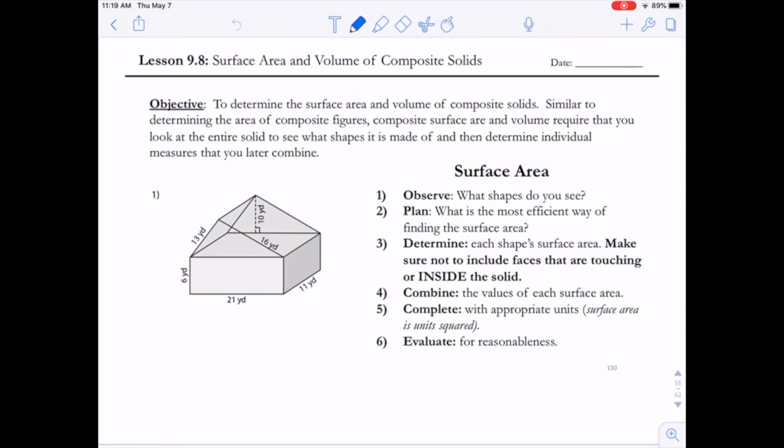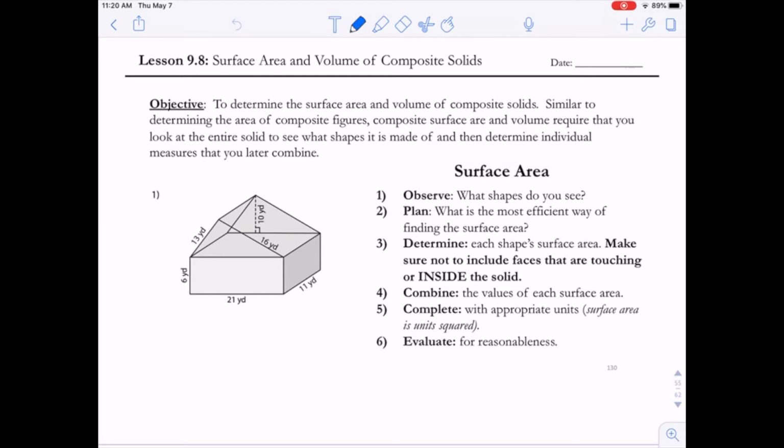Then plan the most efficient way of determining the surface area. 3. Determine each shape's surface area. Make sure not to include faces that are touching or inside the solid. 4. Combine the values of each surface area. And 5. Complete with appropriate units. Surface area is in units squared. Finally, you want to evaluate for reasonableness.